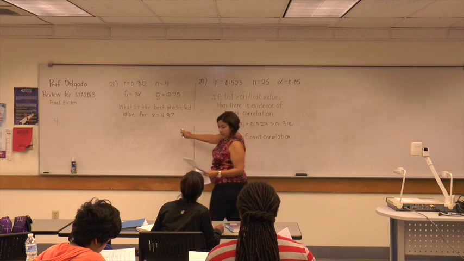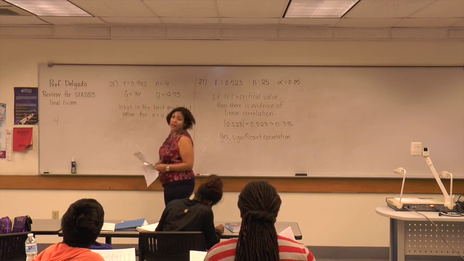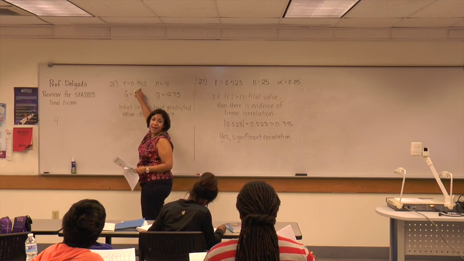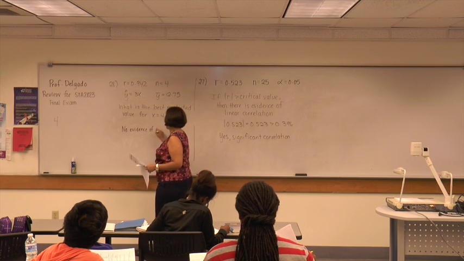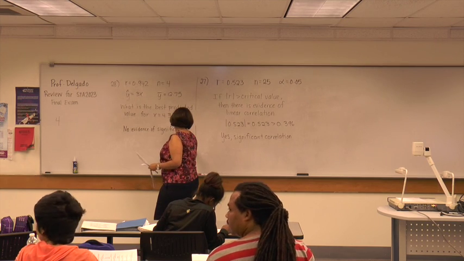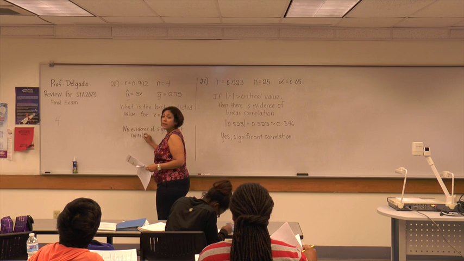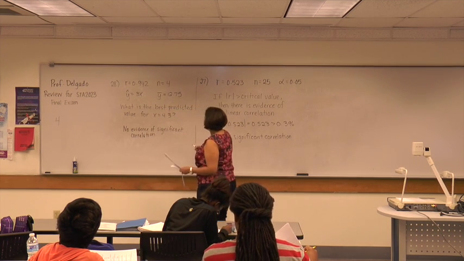For this one, n equals 4, we need to be larger than 0.95. We're not. We're not larger than 0.95, so we have no evidence of correlation. That's the problem. They're using the ones from their textbook, and you're using the one that is online. That was the confusion.